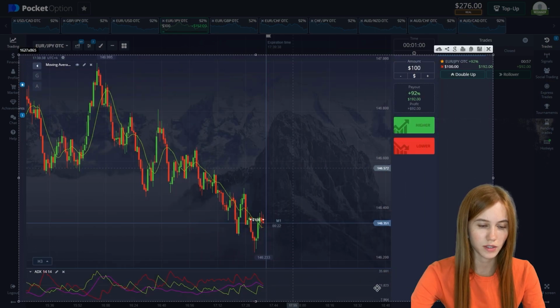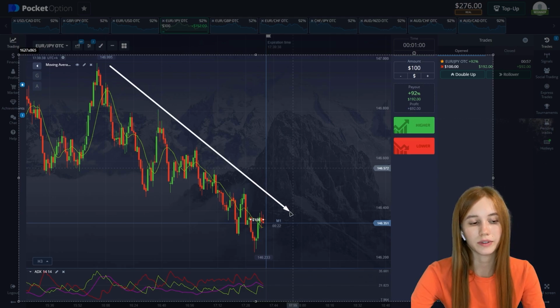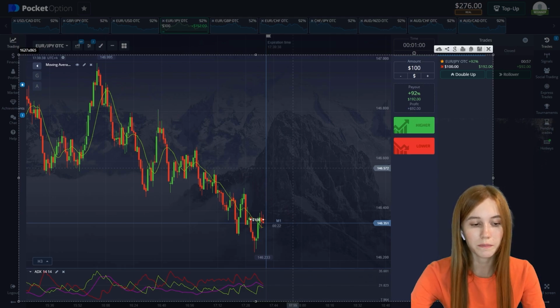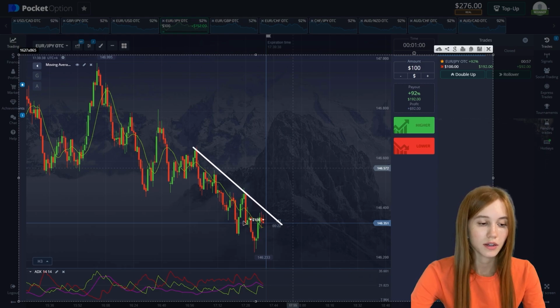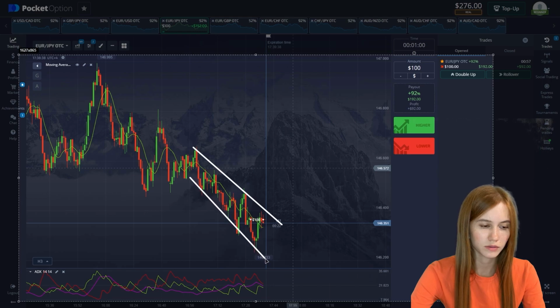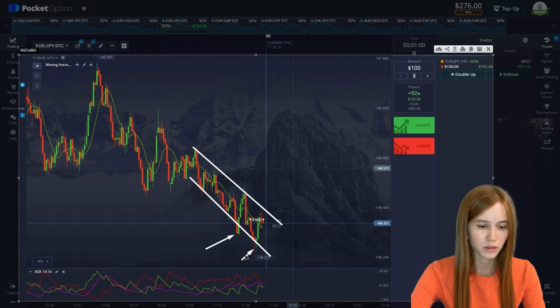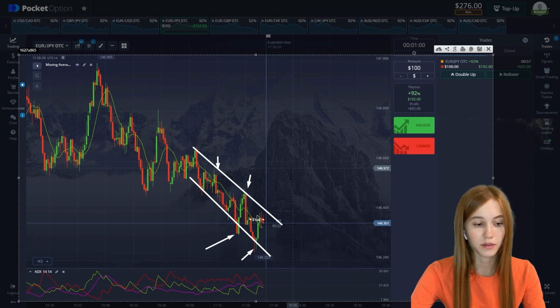Let's see the situation. The general trend is going down. We'll also highlight the area of the resistance and support. There was a test here on the shadows. Also here, highlight here 1, 2, and this turns out to be 3 bounces.